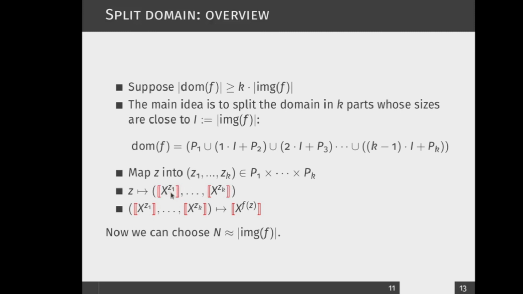But now, because each zi is small, the value n doesn't have to be larger than the domain, just larger than the sets pi's, which means larger than the image. And then we propose a method to transform this vector into the encryption of f of z, so we can obtain f of z in the exponent as before. And now, of course, f of z also belongs to the image, so in both cases the values that are in the exponent are bounded by I. So we just have to choose n slightly larger than the image, and this method will work.